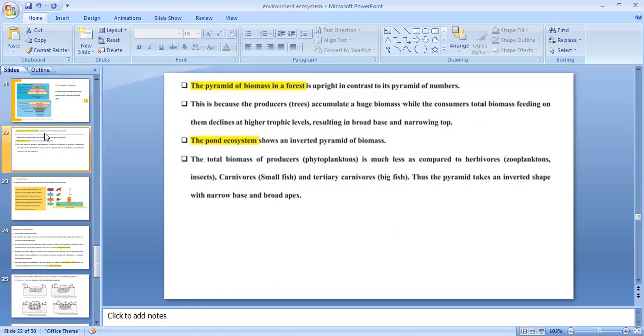The pond ecosystem shows an inverted pyramid of biomass. The total biomass of producers is much less as compared to herbivores, carnivores, and tertiary carnivores. Thus, the pyramid takes an inverted shape with a narrow base and broad apex.